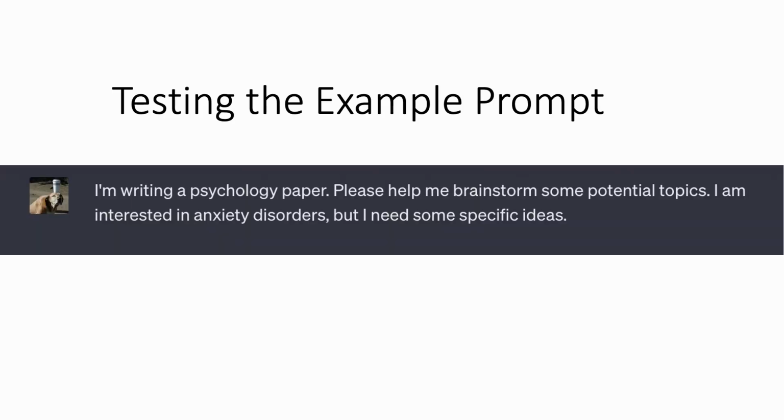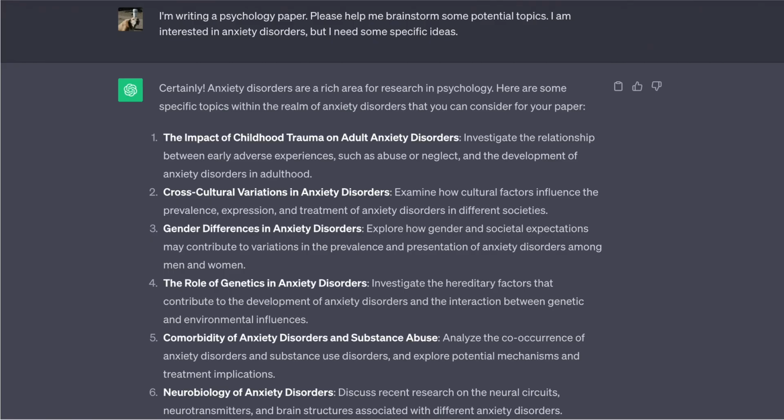Here I am testing out the example prompt that I gave in the previous slide. I just copied and pasted it into ChatGPT. And here's what I got back, a nice numbered list of different topic ideas. I thought this was quite useful, actually, and it did the thing I expected. So that's something I would definitely think of integrating.